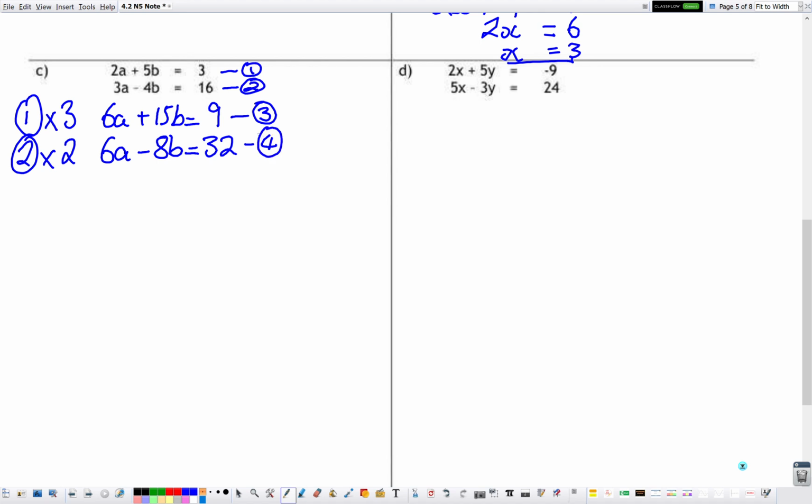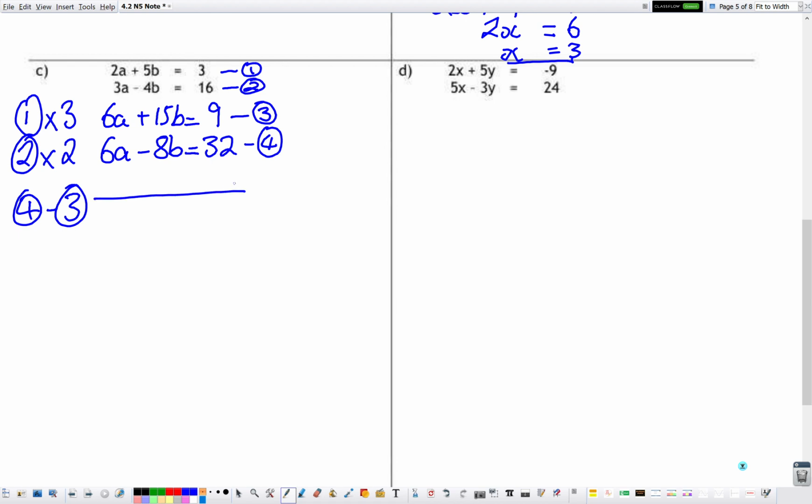It seems complicated because there are lots of numbers going on here, but really we're back to the first question we did, where now we have two variables that have the same number in front that we are able to eliminate. It's the a's that we're going to eliminate. They've got the same sign, so we subtract them. We take the bigger one and subtract the smaller one. So we're going to do equation 4 take away equation 3.